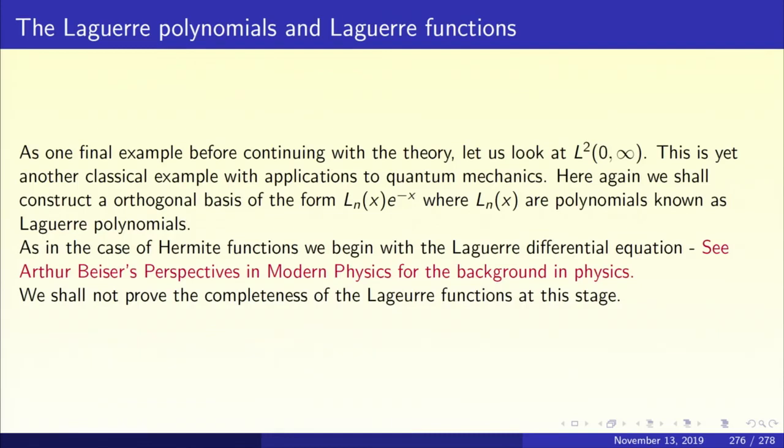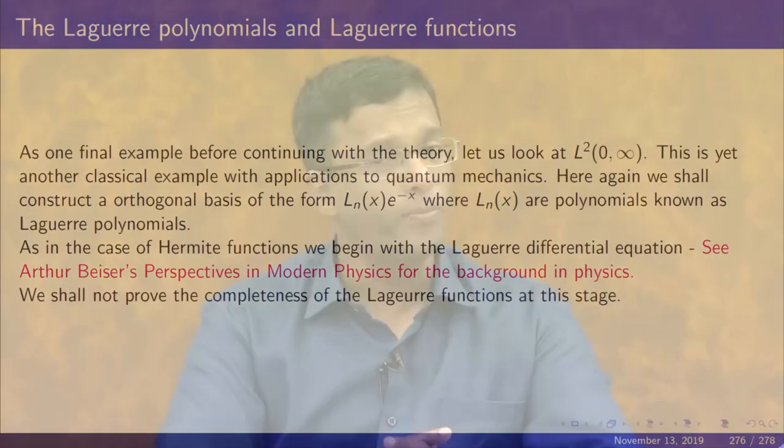As in the case of Hermite functions, we shall begin with the Laguerre differential equation. Where does the Laguerre differential equation come from? It also comes from the Schrodinger equation. You should look at the book by Arthur Beiser, Perspectives of Modern Physics, for the relevant background from physics to understand where this comes from. Again, the Laguerre functions will be complete orthonormal in L2 of 0 to infinity. We shall again not prove the completeness right now. We shall only establish the orthogonality.